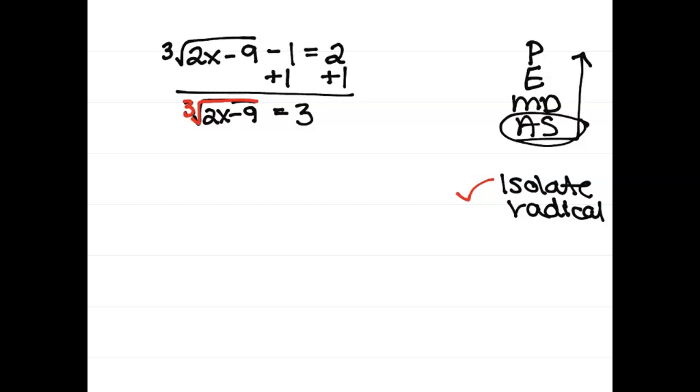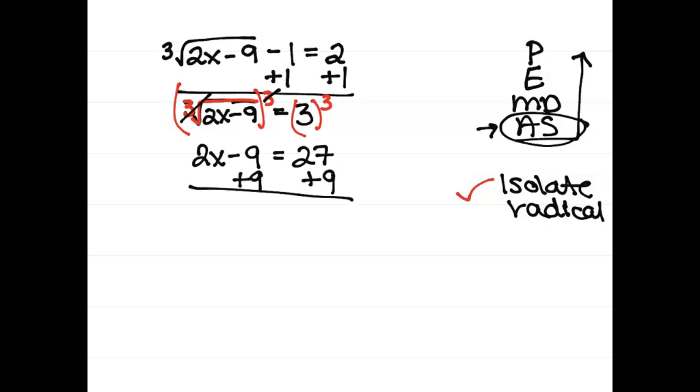So that means my next step is going to be to undo that cube root. And I do that by taking each side to the third power. That cancels out my cube root and leaves me with 2x minus 9 equals 27. From here, I'm just solving using reverse order of operations. So I'm going to start by undoing my addition and subtraction. And then I'm going to undo my multiplication and division.